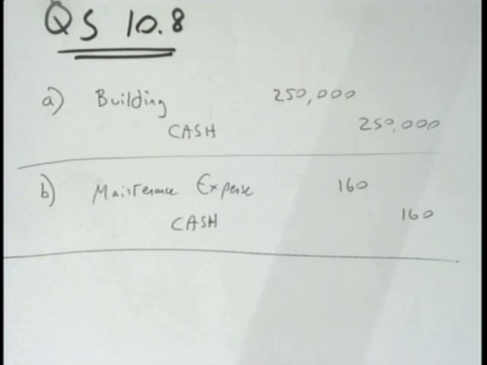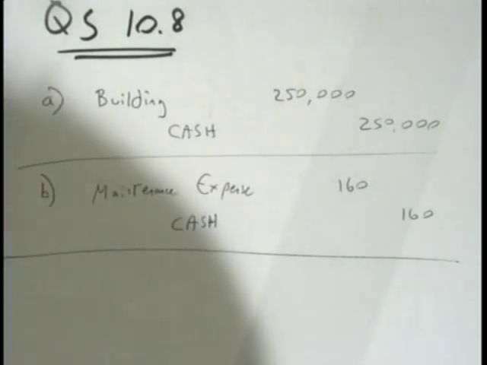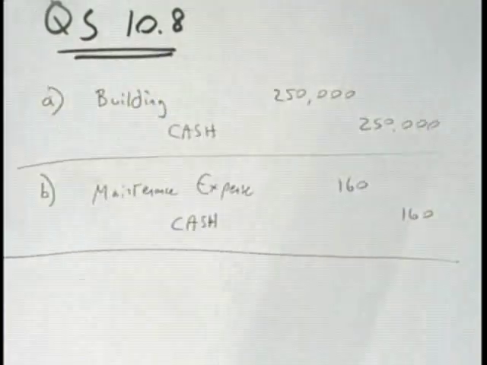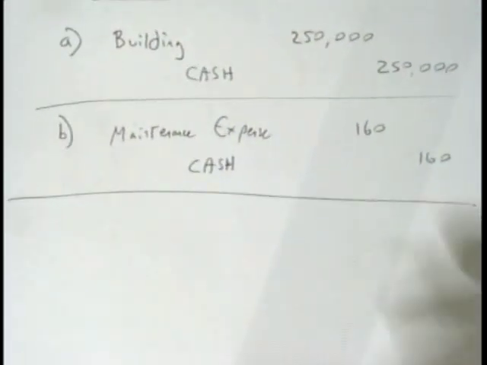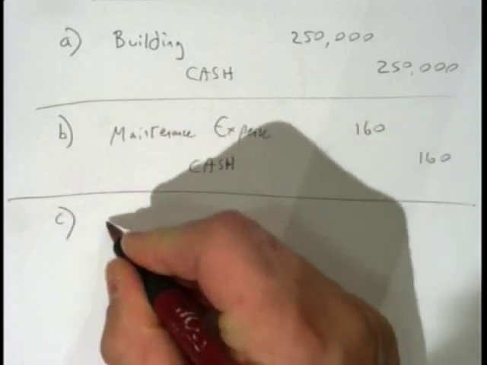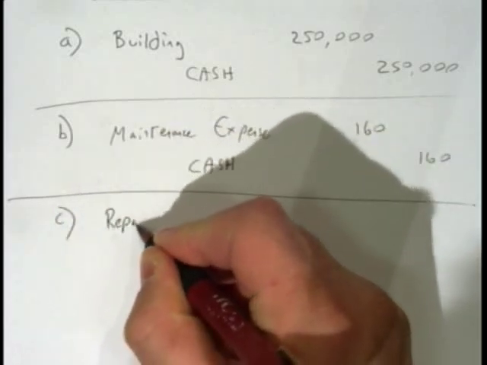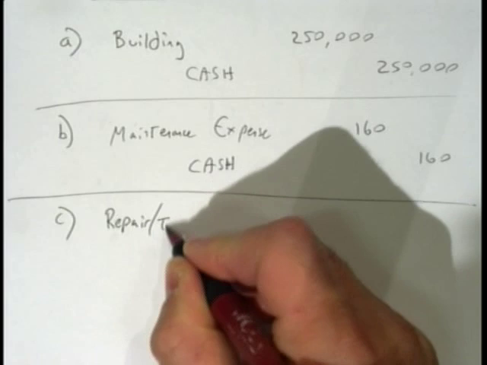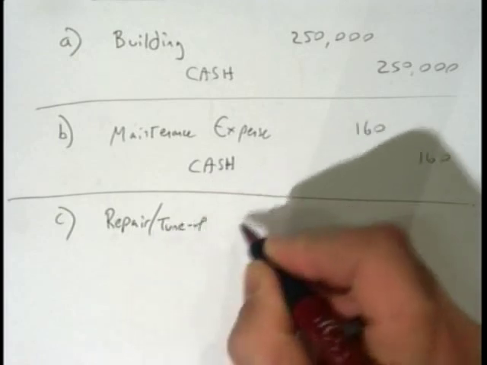Okay, what about C? Paid $300 cash per truck for the cost of their annual tune-up. Well, once again, I think that would be a revenue expenditure, and we would just say repair / tune-up expense.